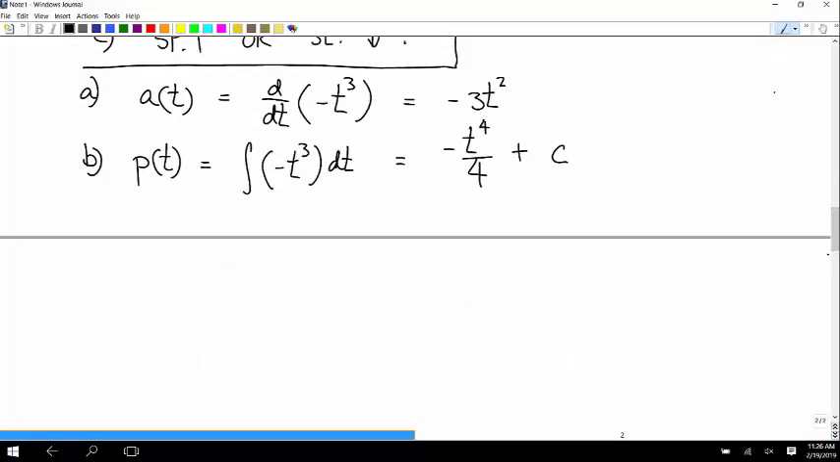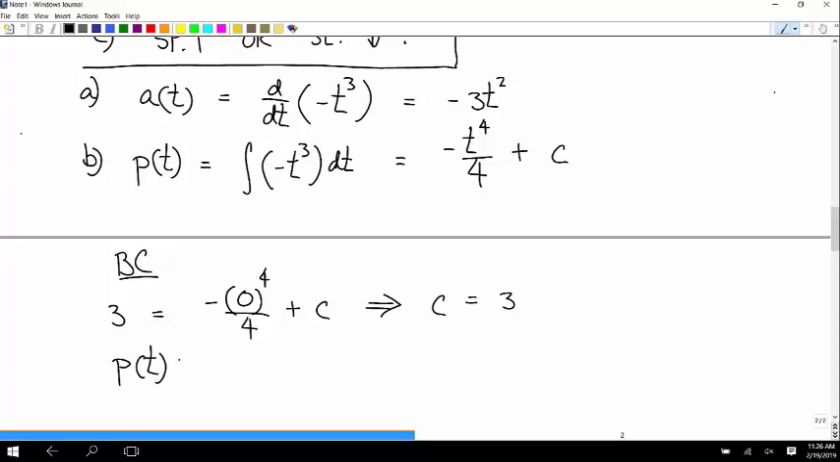And to find the value of c, you have to use the boundary condition, which says that this function for position is equal to 3 when t is equal to 0. So 3 is equal to negative 0 to the fourth over 4 plus c. So c is equal to 3. And so the final position function is negative t to the fourth over 4 plus 3. Any questions about that?